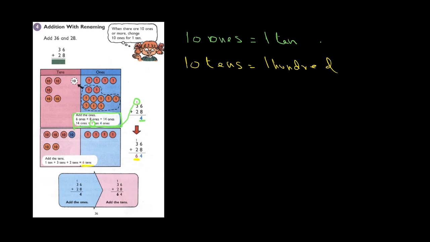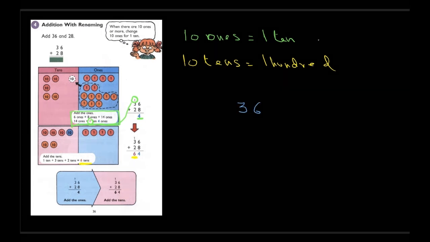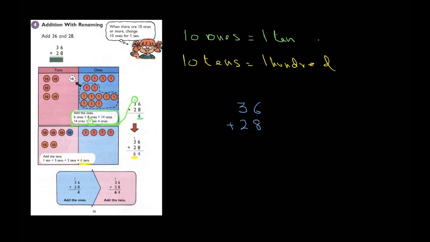Okay, and then you should relate the algorithm, which is a very abstract algorithm that we do, which is 36 plus 28, and the columns are lined up, and then we have 6 and 8 is 14 ones, and we have 4 ones over here, and the 1 ten comes right over here as a reminder, and then you have 3 tens plus 2 tens is 5 tens, and 5 tens plus 1 ten is 6 tens, so you get the answer 6 tens and 4 ones. Okay, so this is addition with renaming.